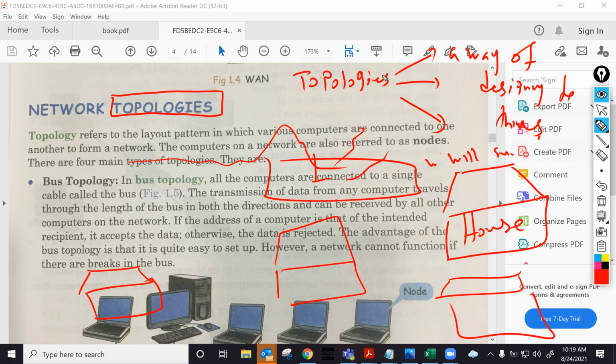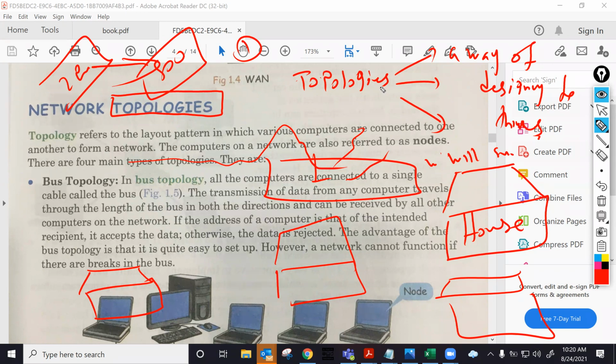Even if you have 500 rooms, sometimes only two people live there. The family has only two members, but they have 500 rooms. The topology is like this: topology is the way of designing, but the only purpose is to connect to the internet.